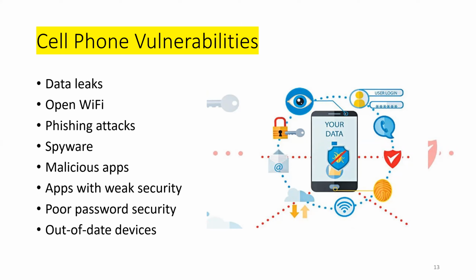Vulnerabilities, you can read the chart. You could leak data. Open Wi-Fi is an exposure, and we went through this in an earlier chart. You could have weak security on your applications, poor passwords, out-of-date devices, and this is the constant theme in the class. Make sure you're using strong passwords. Make sure you've got encryption on. Make sure you are doing your updates and your antivirus and all the right things.